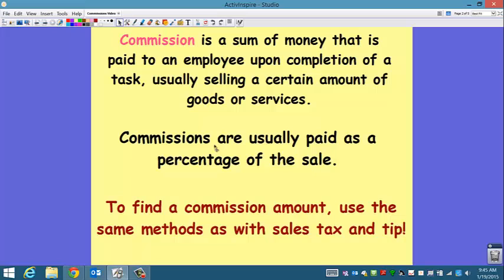Commissions are usually paid as a percentage of the sale. Just like your tax rate or your tip rate is a percentage, your tip is a percentage of the bill, your sales tax is a percentage of the total purchase. Commissions are a percentage of the sale price. So to find a commission amount, we use the same methods as we did with sales tax and tip.